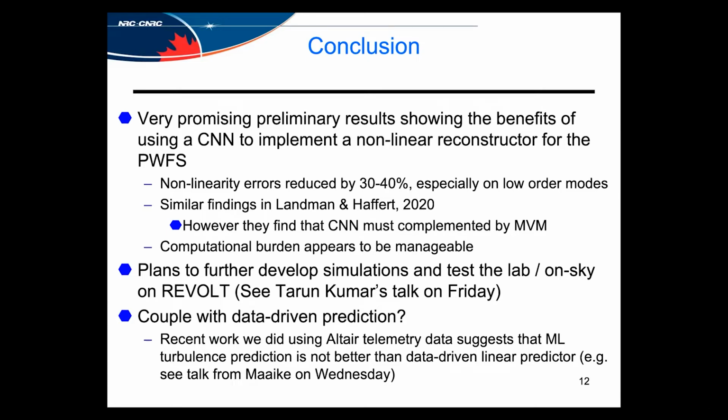Yesterday on Discord, Sebastian pointed me to a paper that he wrote with a colleague in 2020, where he also looked at CNN for a pyramid wavefront sensor reconstructor. What he found was interesting, because the CNN was efficient as long as it was complementing the MVM. That's something we haven't tried as a dual approach, where you use the MVM to do the heavy lifting, get out what's linear, and then the CNN as a complement.